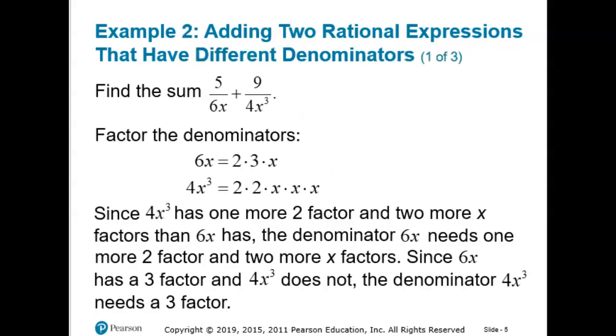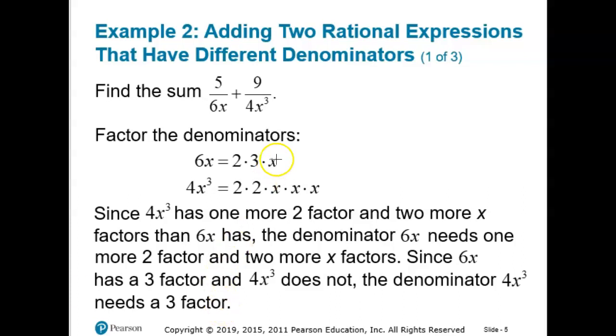That's nice when they give it to us, but not all of these are going to already have those given to us. You are going to have to find ways to get a common denominator. So let's look at these two rational expressions, 5 over 6x plus 9 over 4x cubed. We notice that the denominators are no longer identical, but we must find out what would be a common denominator.